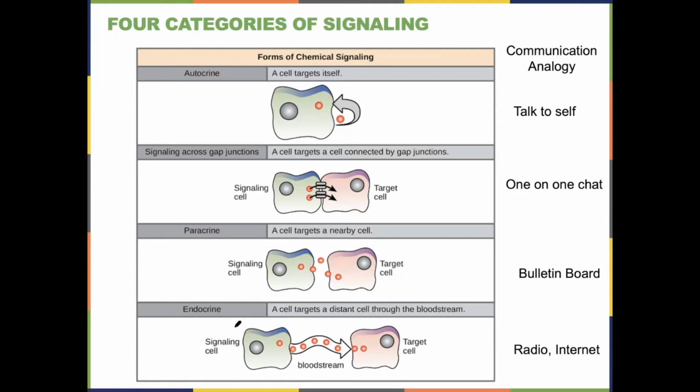And endocrine signaling is signaling at a distance, where this cell, maybe from, say, the brain, releases a molecule that goes through the bloodstream and has an effect on a target cell that's far away, say in the kidneys.